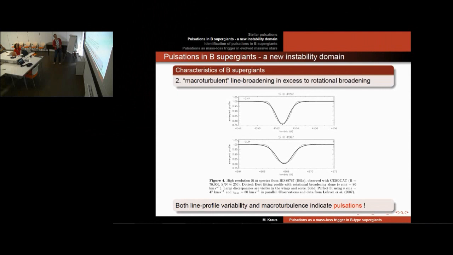But if you have an observed line profile and you just fit it with a rotationally broadened one, this fit badly fails. So you cannot reproduce the shape of the line profile with just a rotationally broadened line. It looks more like a Gaussian profile. So people thought these stars have what is called in the literature some macro turbulence, some kind of velocity that is making these lines much broader than what is expected from pure rotation. So it was suspected that both the line profile variability and the macro turbulence together might indicate something like pulsations.